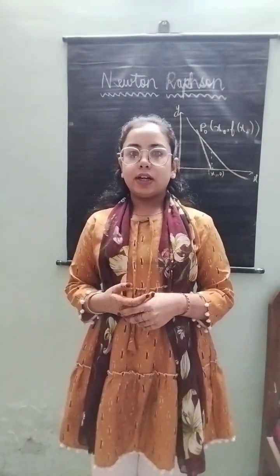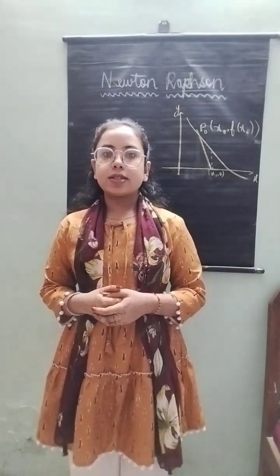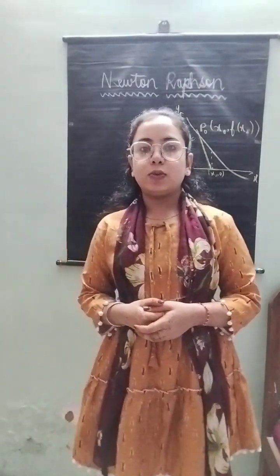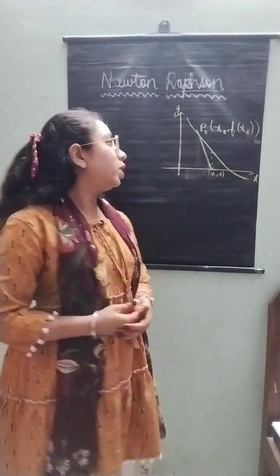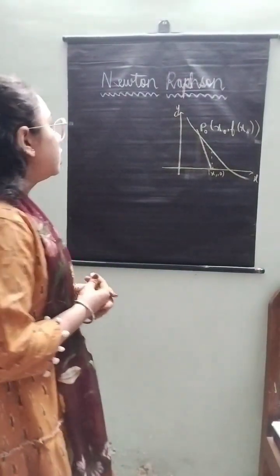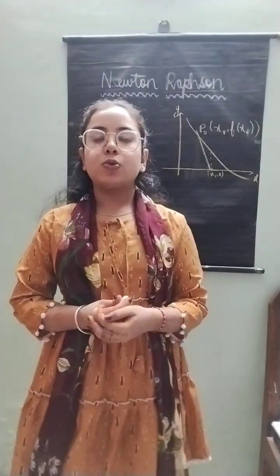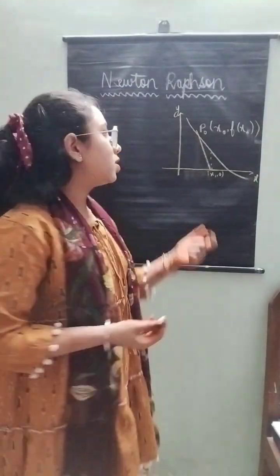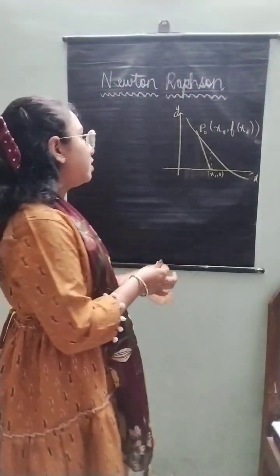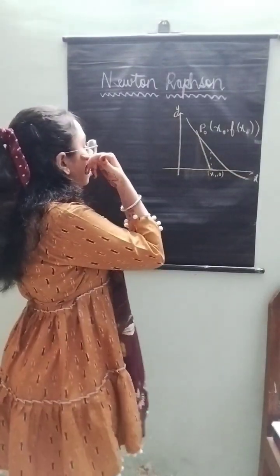So we will look at it through the derivation and an example. So let's proceed with it. Beginning with the diagram that I have drawn here, the Newton-Raphson method is also known as the tangent method because tangents are drawn. Let's see in detail how it is obtained.